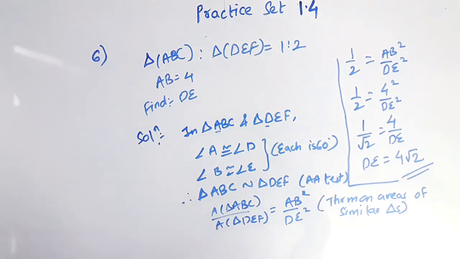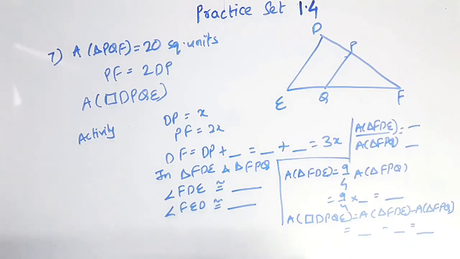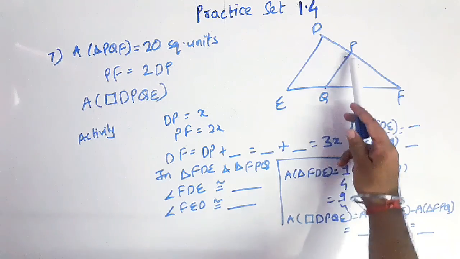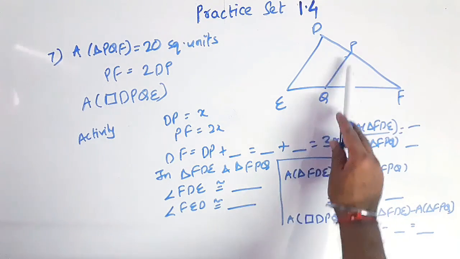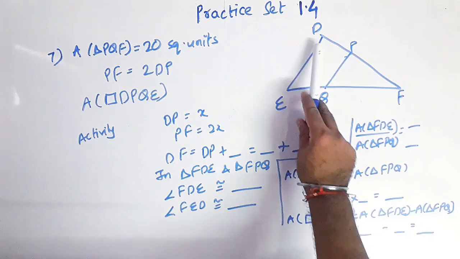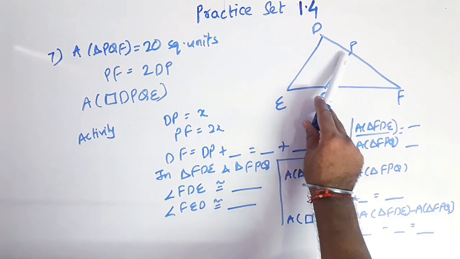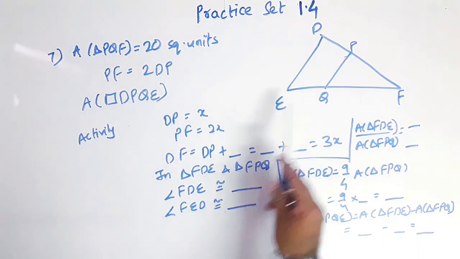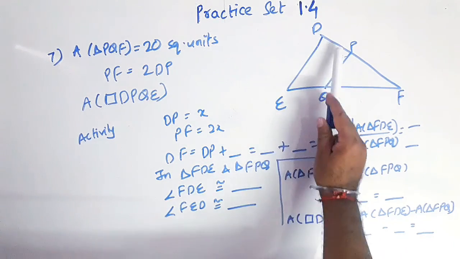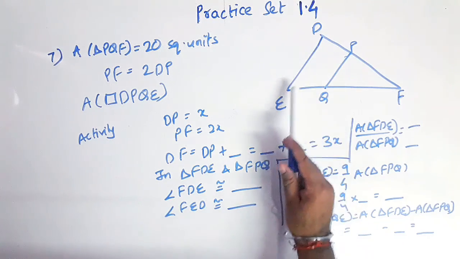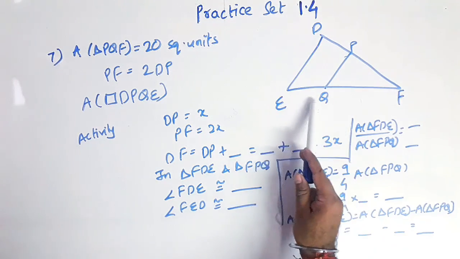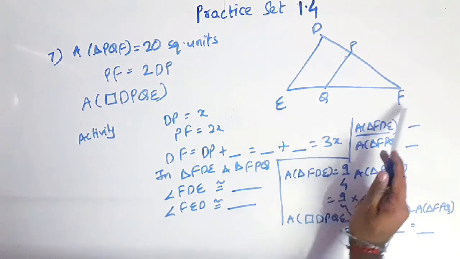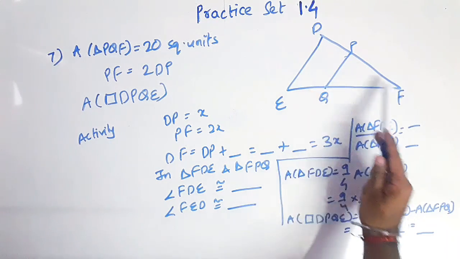Then we'll come to the seventh one. Sum number 7 is an activity where triangle PQF is given as 20 square units. PF is 2 times DP. According to that we have to find the area of only this portion. This trapezium, you can call it, or a quadrilateral, will be the bigger triangle minus the smaller triangle.